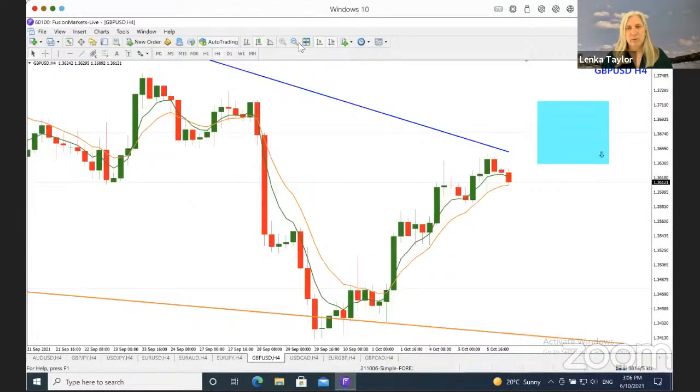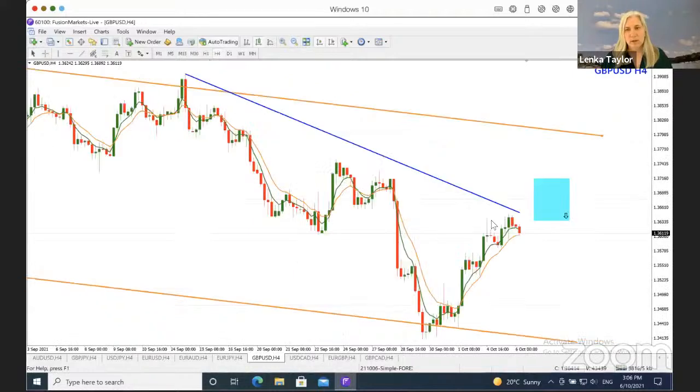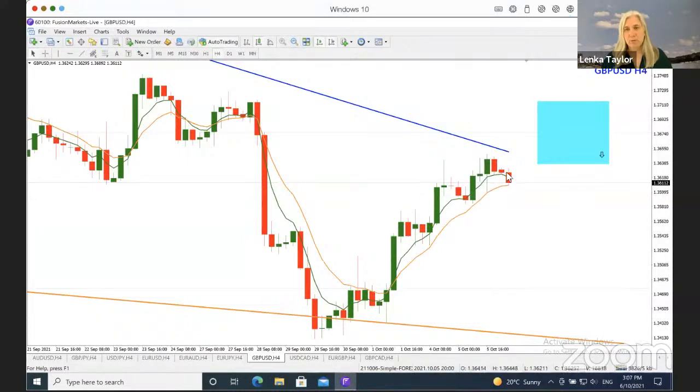So I'm looking for a reversal around this daily trend line, or around this horizontal level here, or at the top of the channel. So at the moment, the price looks like it could be reversing. So I'm going to wait.